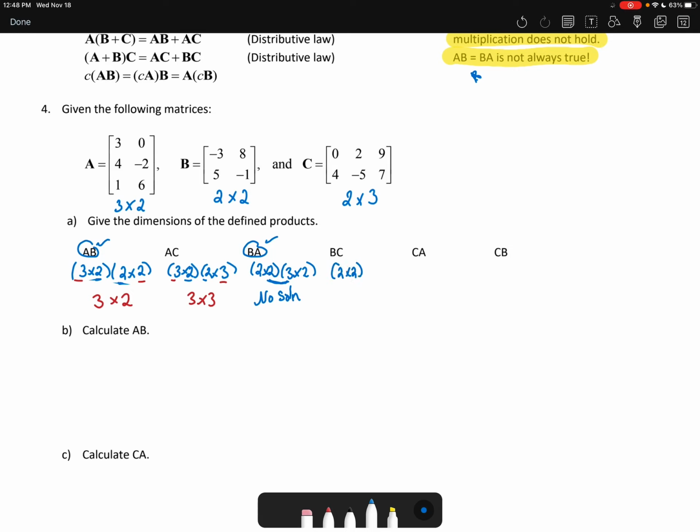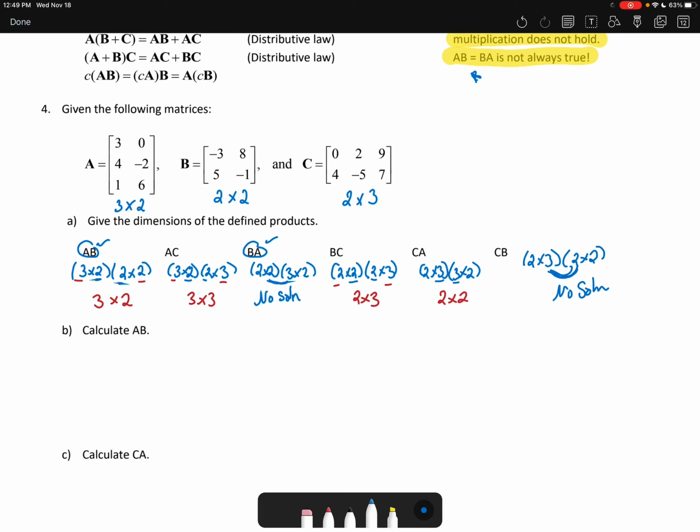Okay, B times C would be a 2 by 2 multiplied by a 2 by 3. So yes, we can do this with a final answer of a 2 by 3. C times A would be a 2 by 3 multiplied by a 3 by 2. So again, yes, we can, with an answer being a 2 by 2 matrix. And finally, C times B would be a 2 by 3 multiplied by a 2 by 2. Again, we have a mismatch of inner dimensions, so we cannot do that one. Does not exist or no solution.